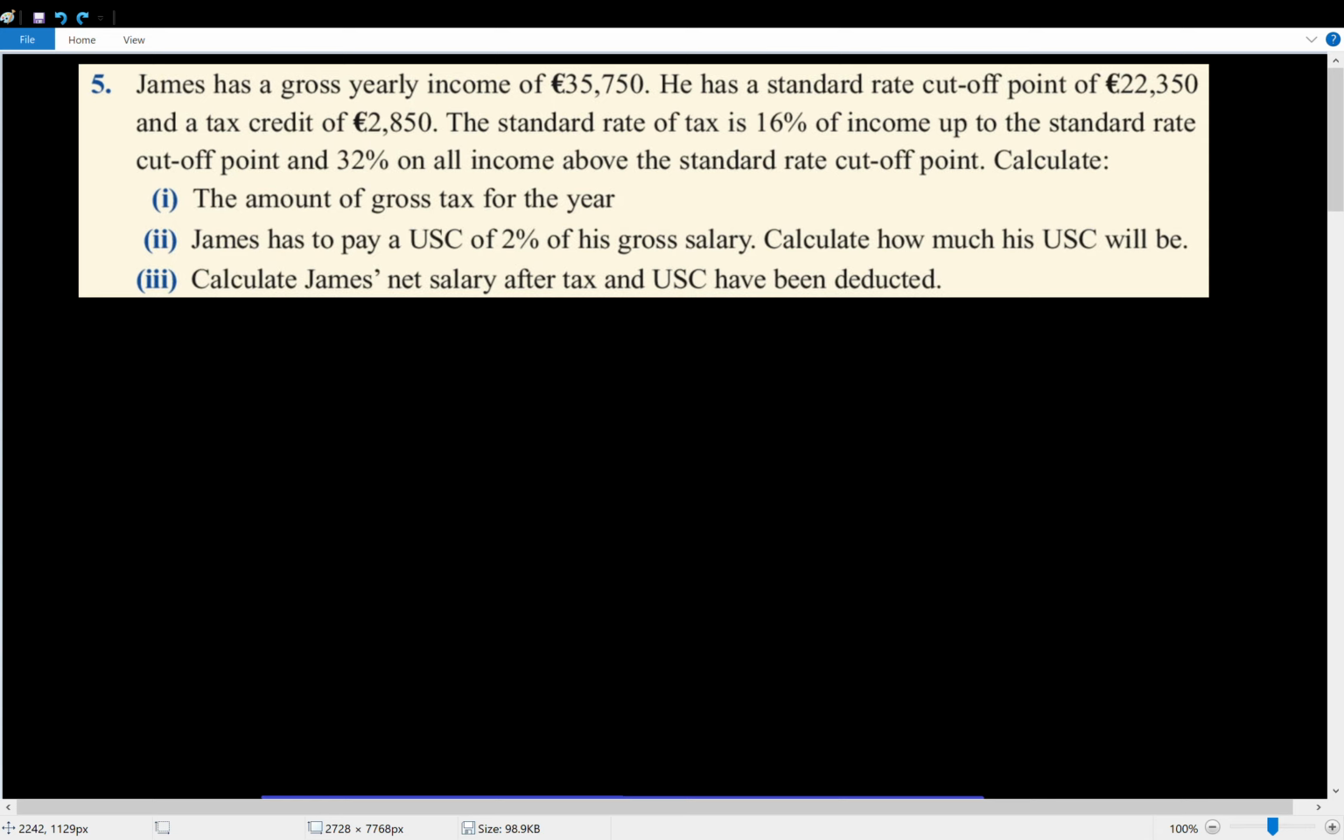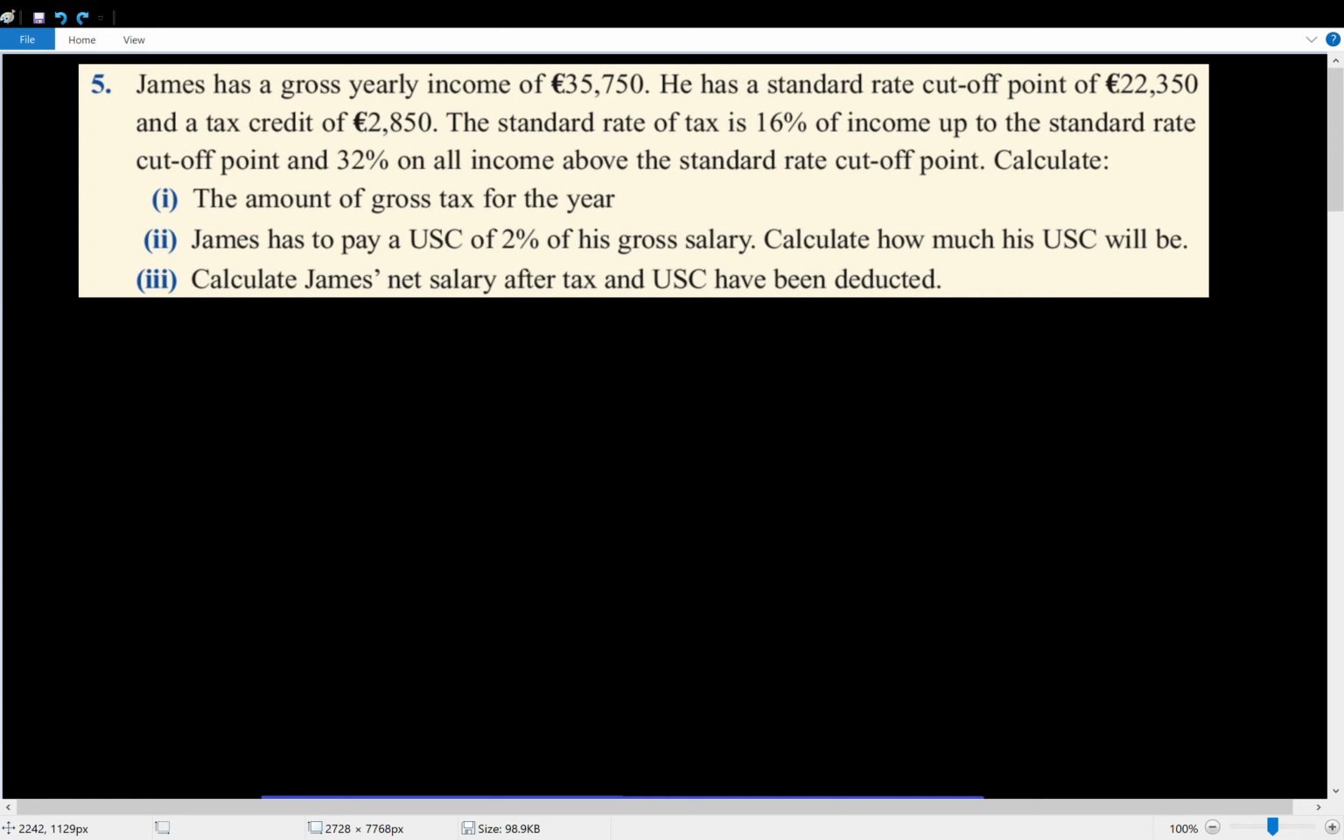This is question 5 from exercise 17.9 in Project Maths 2. James has a gross yearly income of 35,750. He has a standard rate cutoff point of 22,350 euro and a tax credit of 2,850 euro. The standard rate of tax is 16% of income up to the standard rate cutoff point and 32% on all income above the standard rate cutoff point.